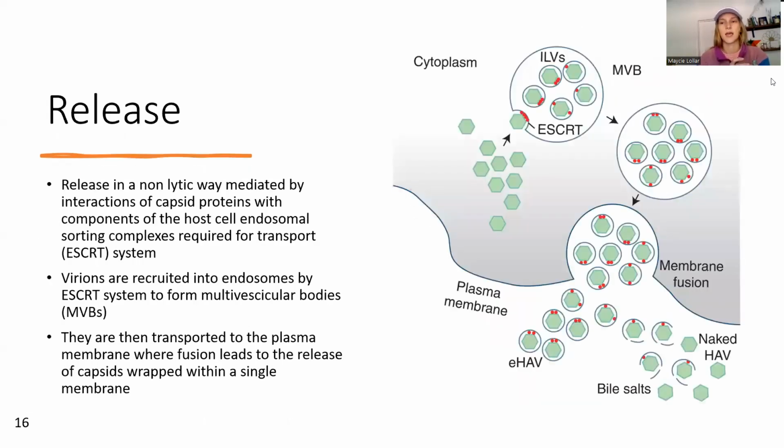So next we have the release, and HAV releases in a non-lytic way that is mediated by the interactions between the capsid proteins with the components of the host cell endosomal sorting complexes required for transport. This is the ESCRT system. So the virions are recruited into endosomes by the ESCRT system to form multivesicular bodies, or MVB, and they are transported to the plasma membrane where fusion leads to the release of the capsids that are wrapped in the single membrane.